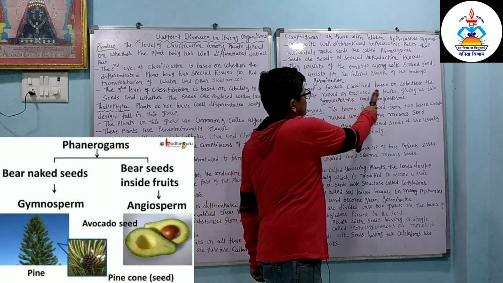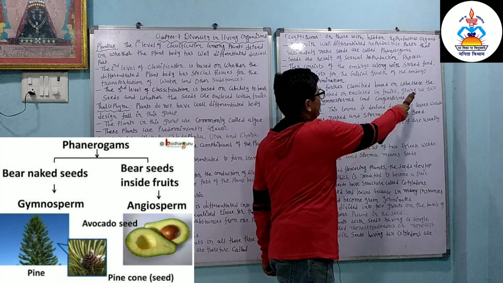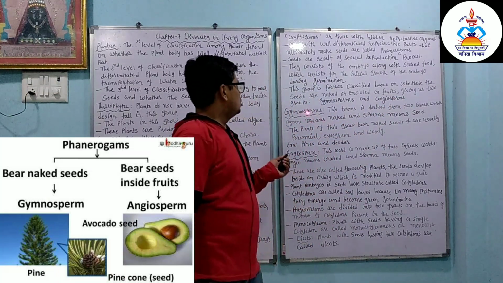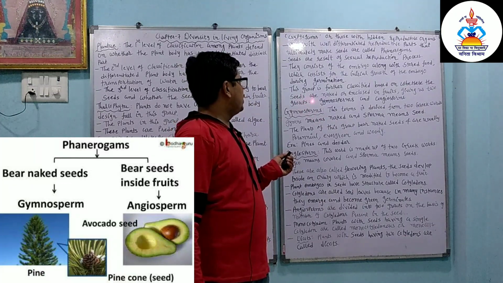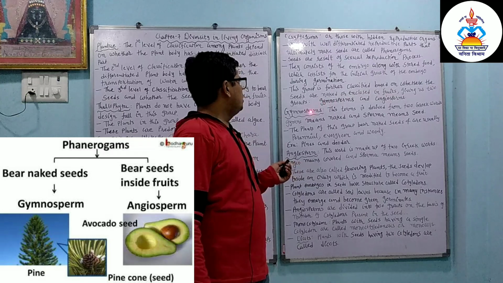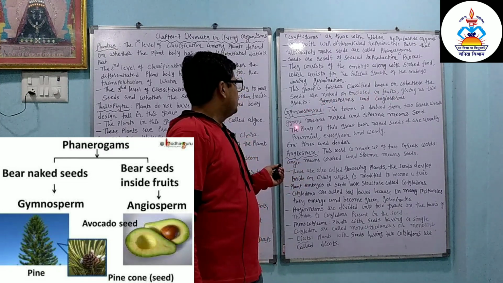This group is further classified based on whether the seeds are naked or enclosed in fruits, giving us two groups, gymnosperm and angiosperm. So after that we can classify according to whether the seed is naked or enclosed in fruit, giving us the two groups, gymnosperm and angiosperm.